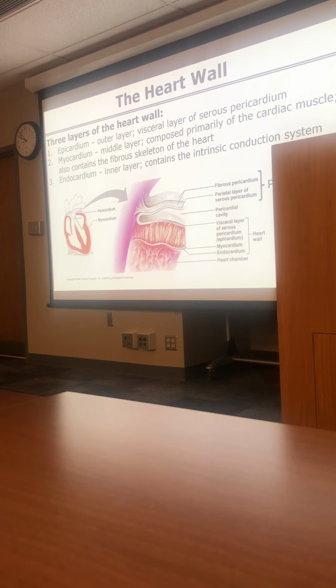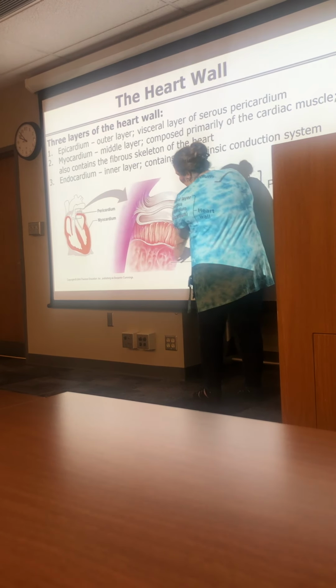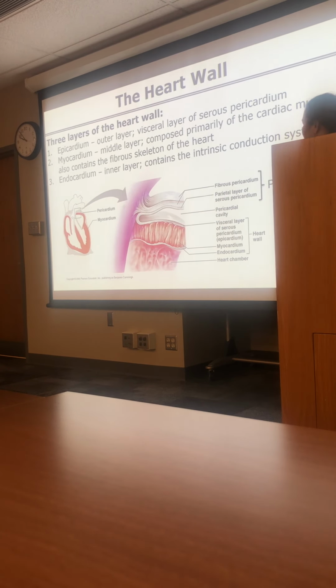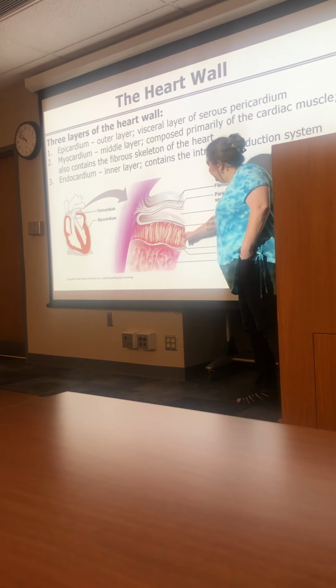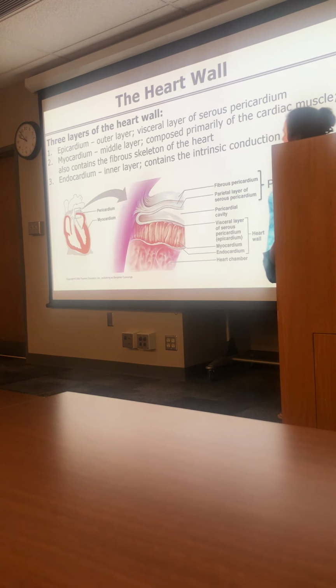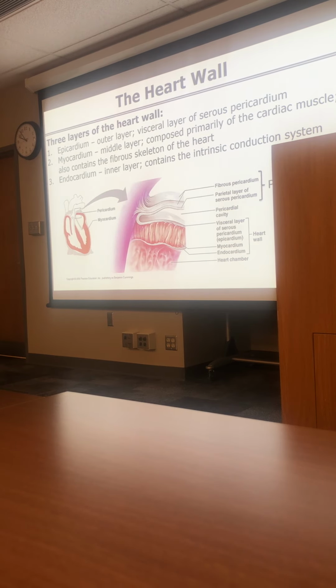So if we actually look at the heart wall, this is a section through the heart wall here, and this is the blood located in one of the chambers. The first layer is going to be the visceral layer of the serous pericardium, also known as the epicardium. We then have the myocardium, which is the thickest layer, composed primarily of cardiac muscle. There's also a little bit of connective tissue in there for the cells to connect to. And then lining the inside of the heart is going to be the endocardium. And that endocardium has a number of different cell types associated with it, but we also have what's called the intrinsic conduction system located in that endocardium.